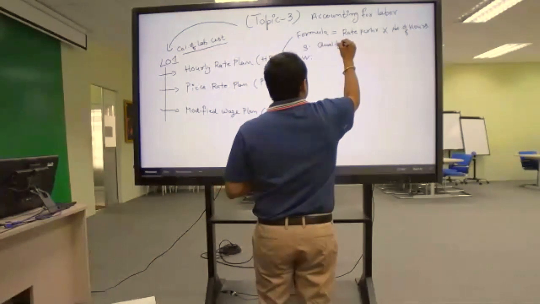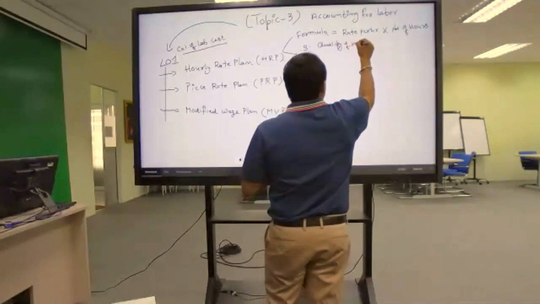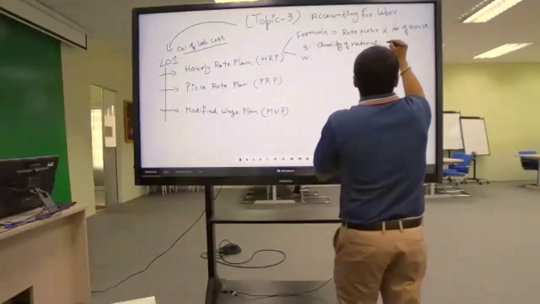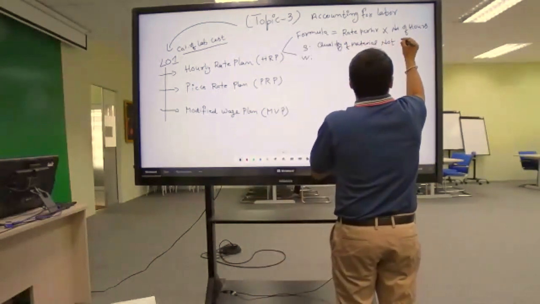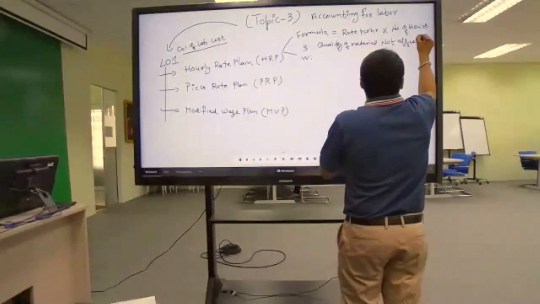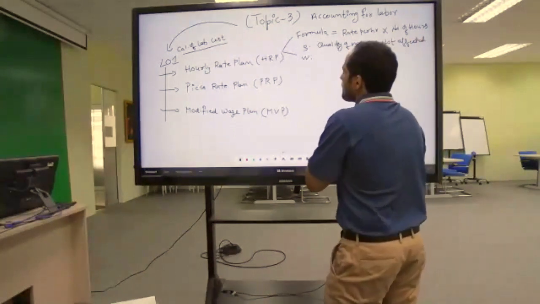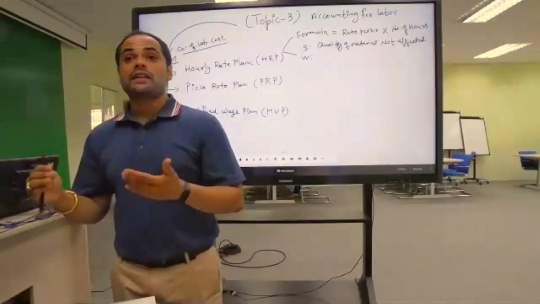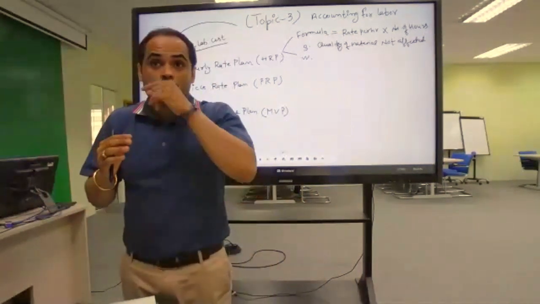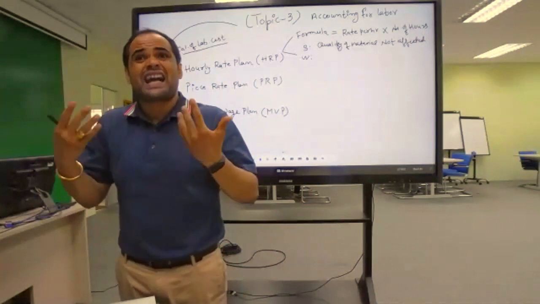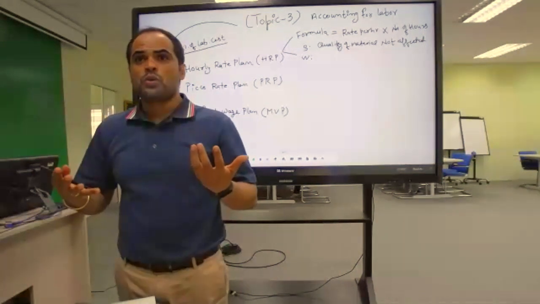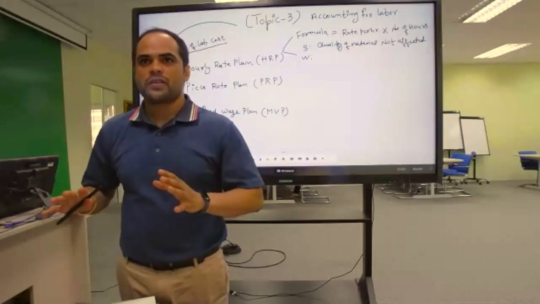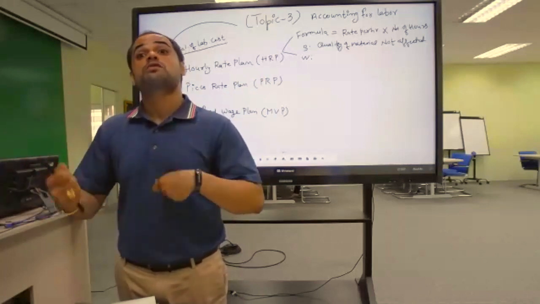Quality of material not affected. Right? Quality of material will not be affected. Why? Because the company pays them according to per hour, so the worker will take more time to produce the product. They're not going to rush, which means they're not going to produce much faster.